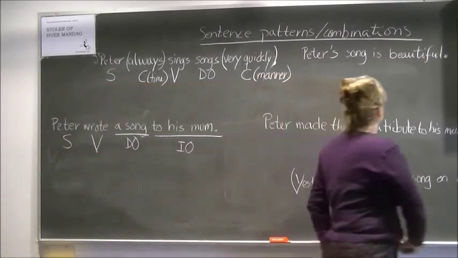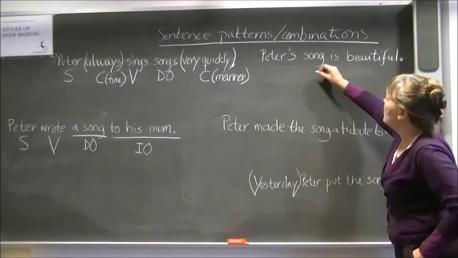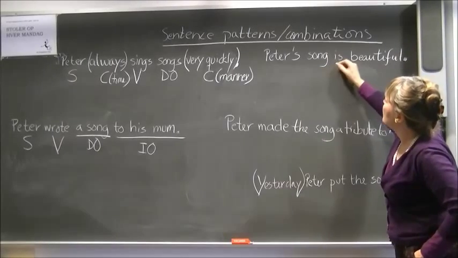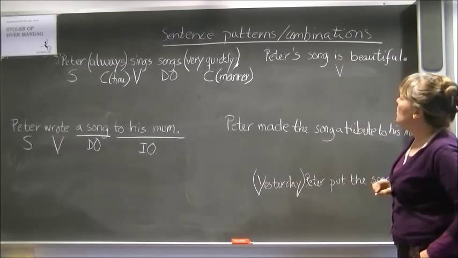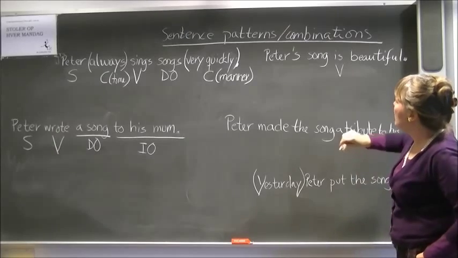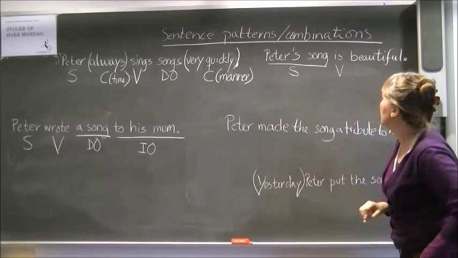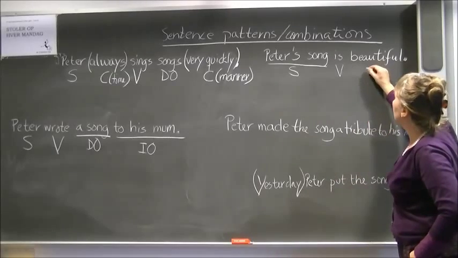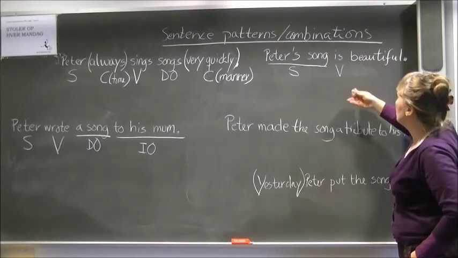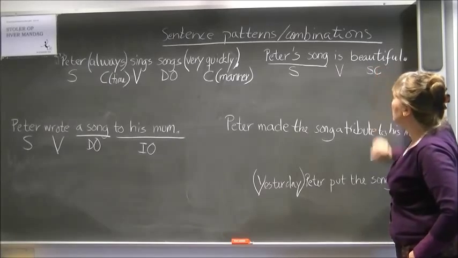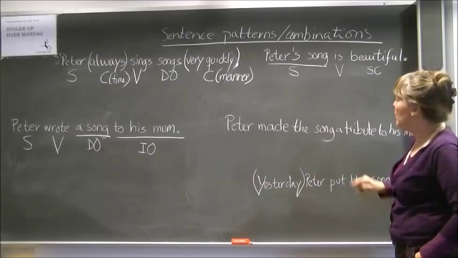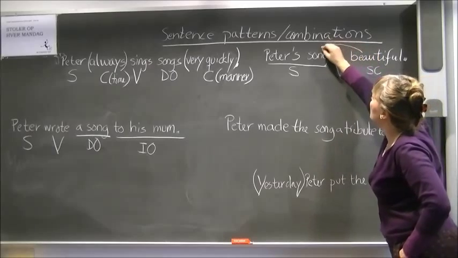Then we have this one up here, where we have is as the verbal. And what is, we ask, Peter's song is, so that's the subject. And then we ask, what is Peter's song? And in this case, it's not the direct object, it's the subject complement, because it describes the subject.